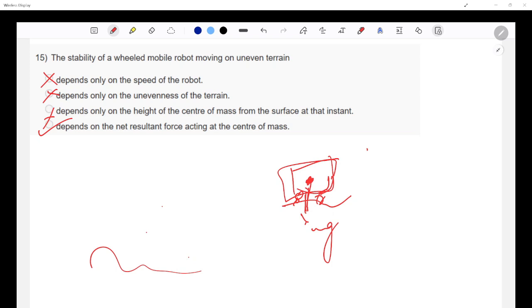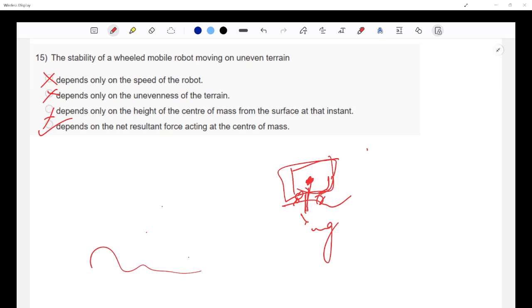Okay. So when we talk about stability of the mobile robot, we must remember that we are talking about the center of mass, we are talking about forces acting on the center of mass, and we are talking about the support polygon. So a robot is stable only if the net force through its center of mass keeps its balance over its support. Okay, not outside the support.